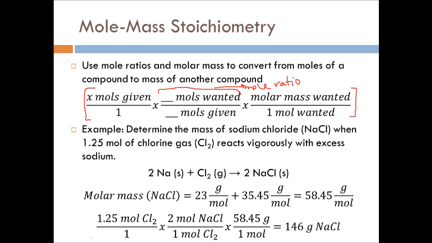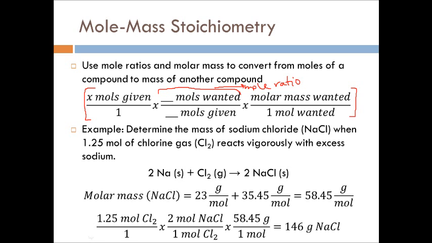Alright, so let's look at an example. Determine the mass of sodium chloride when 1.25 moles of chlorine gas reacts vigorously with excess sodium. Alright, so let's look at our equation. We've got 2 Na plus Cl2 goes to 2 NaCl.